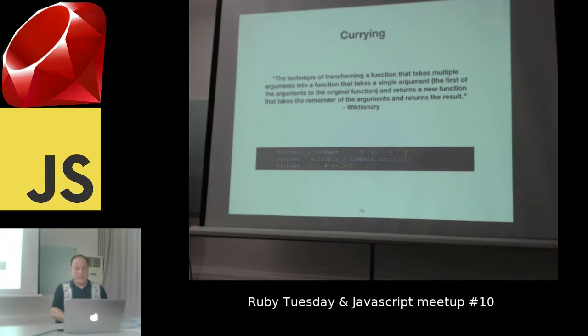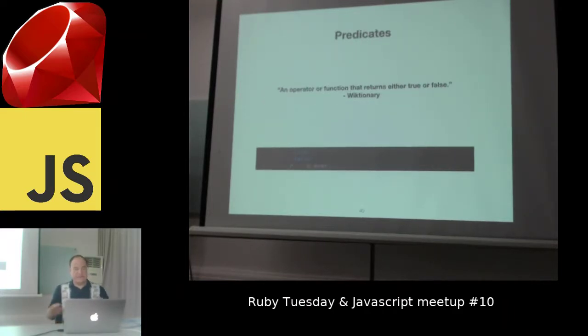So here we have a lambda that multiplies two numbers. We're just calling curry with 3 and then using the same thing for the tripler. That's the wrong value. I must have written that in. I'm sorry. I was in a rush to get that finished.